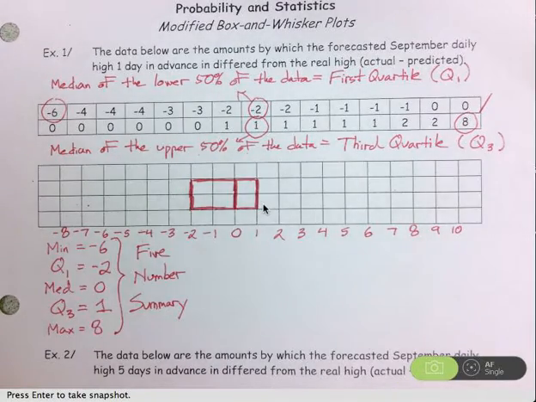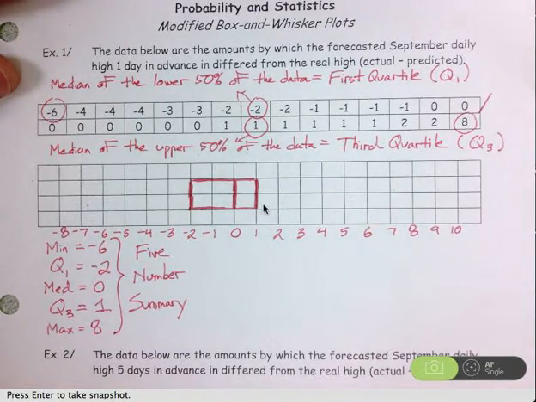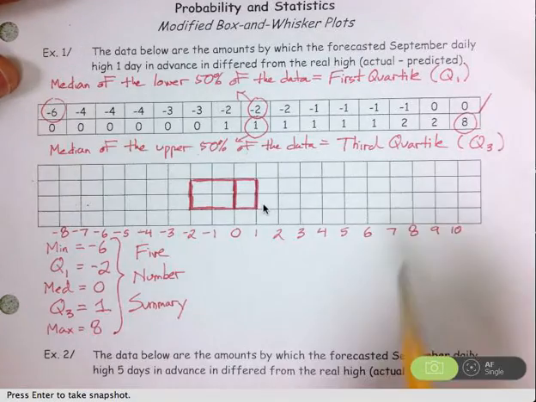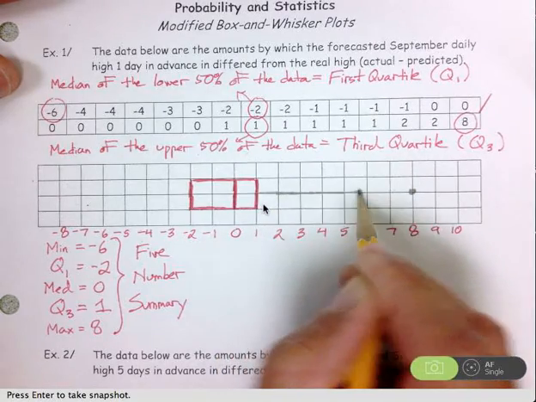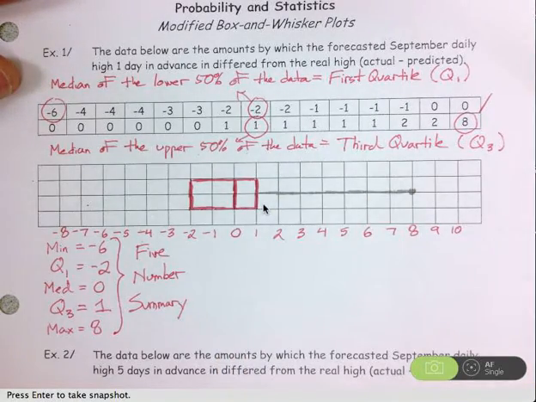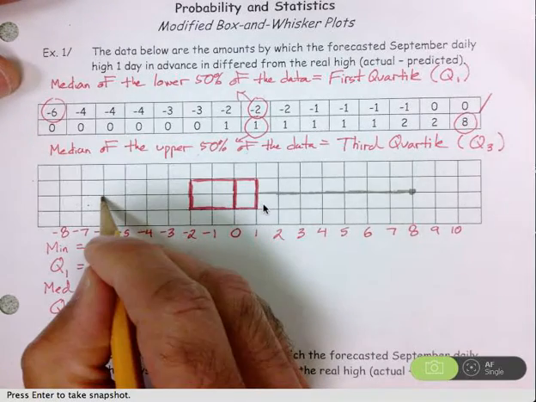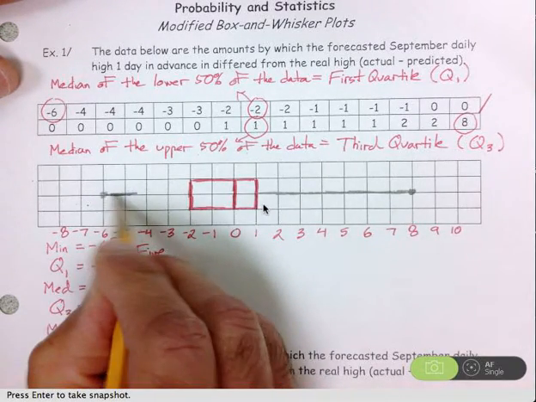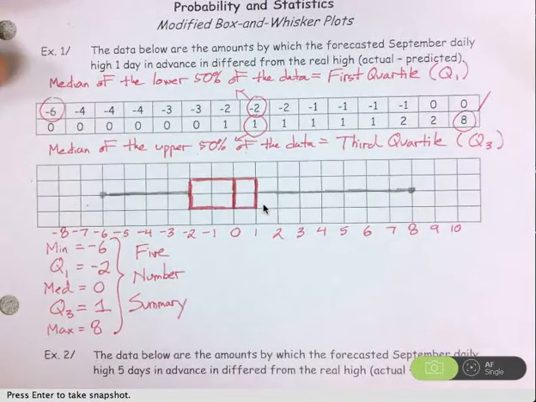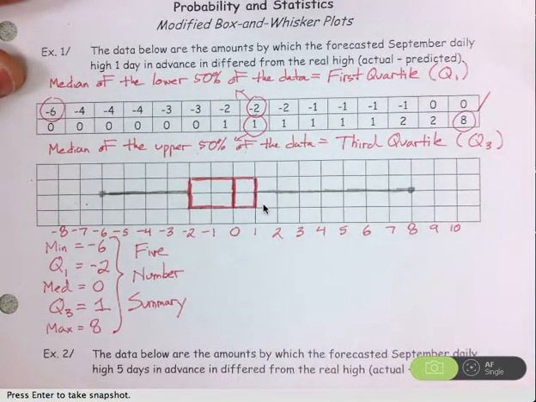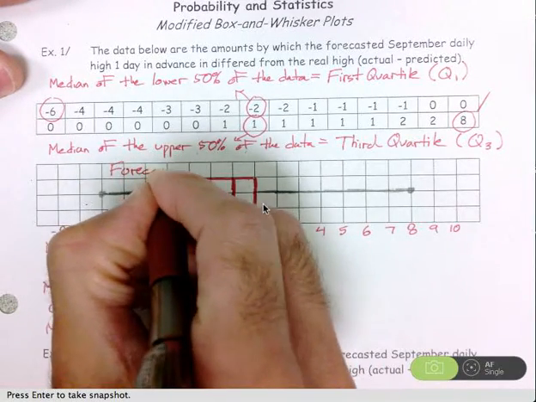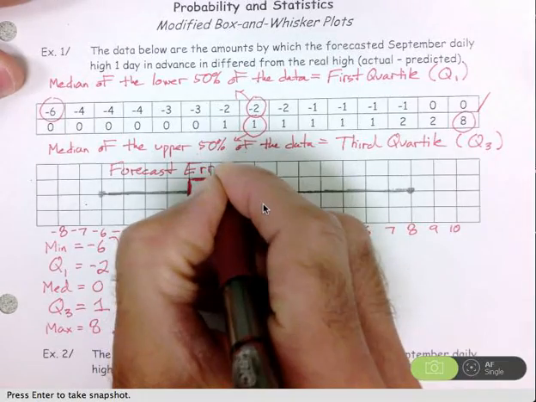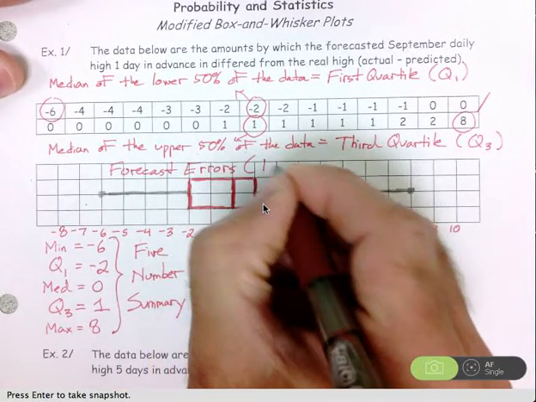Now, the next part I'm going to draw in pencil. You'll see why in a little bit. The maximum is up here at 8, so I'm going to put a little dot at 8, and then draw a line segment from Q3 up to that dot. That's called a whisker. Same thing, I'm going to put a dot at -6, and I will draw a whisker from that dot back up to Q1. Here is the box and whisker plot, which of course we should label. These are forecast errors 1 day in advance.